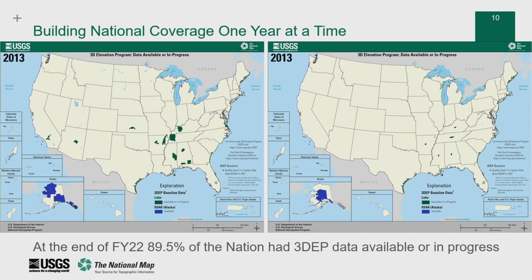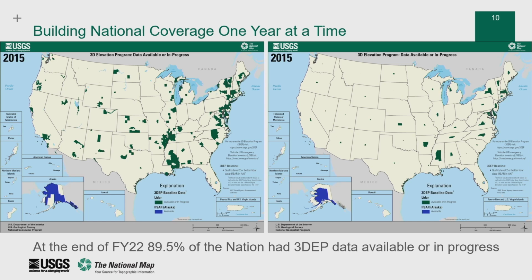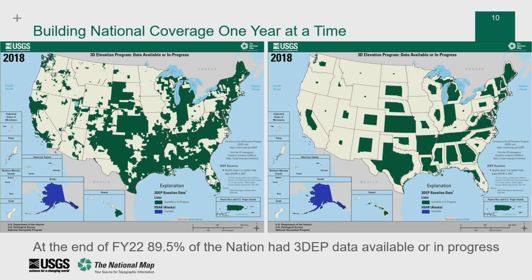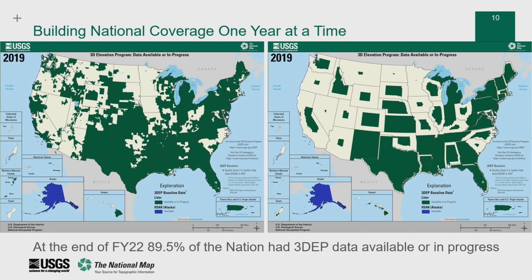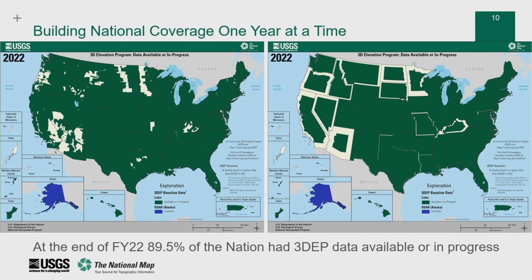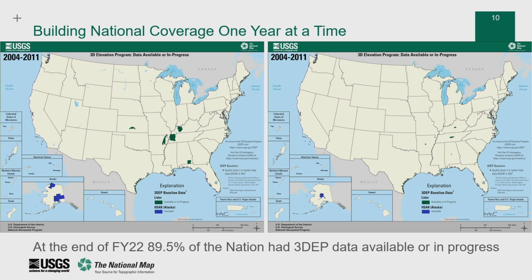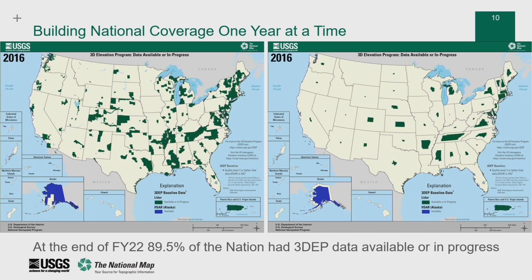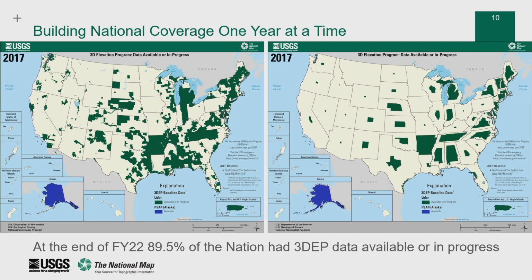Elevation was built starting in about 2012, 2013 in North Carolina, even earlier. And this is just kind of through the years how it's filled out throughout the country. One thing to note is Alaska is still at a 5 meter scale, although a lot of Alaska is also being collected at 1 meter. But this is just showing the IFSAR.